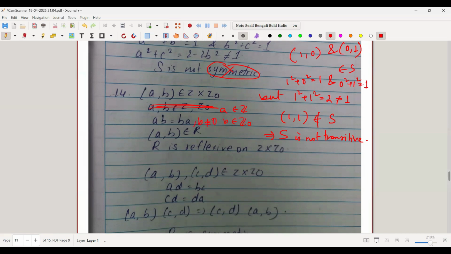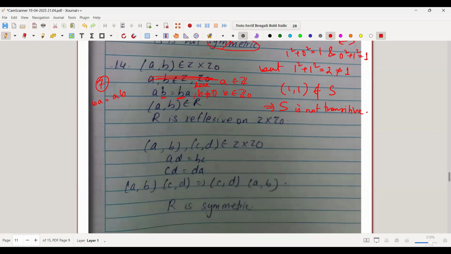I mean, here b not equal to 0, because in problem number 7 we wrote this ab equal to ba because both were non-zero, and here one is non-zero. I mean, b is non-zero. That is why we can write ab equal to ba. So you have to mention that here b is not equal to 0 because b belongs to Z0. Okay, so (a, b) belongs to R, so it is a reflexive relation, and (a, b), (c, d) belong to Z cross Z0.